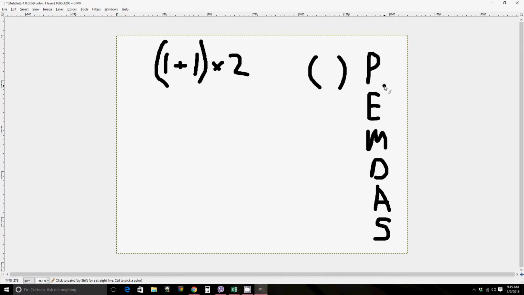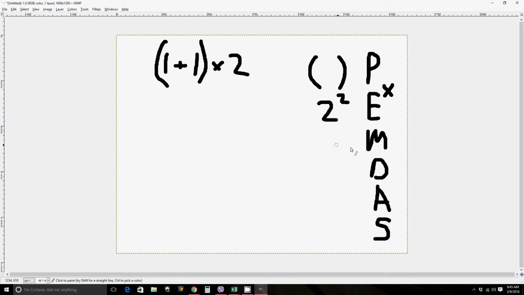Exponents are the little numbers that are set above our base numbers. Okay, so let's say we have 2 squared. Here we would have our exponent, and here's our base number, and we would do the square here. This would be 4.